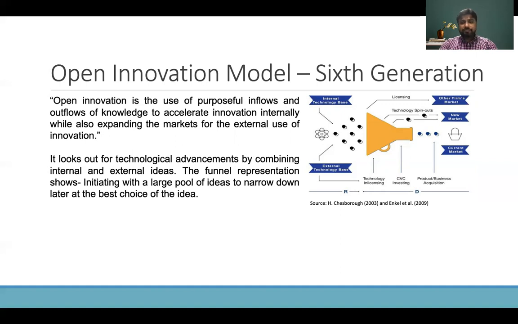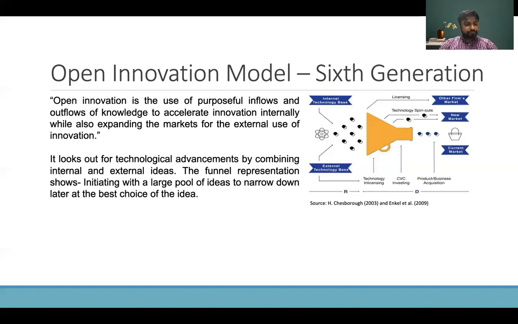That model was developed by a well-known researcher, Chesbrough, and he explained that open innovation is the use of purposive inflows and outflows of knowledge to accelerate innovation internally while also expanding the market for the external use of innovation. The open innovation model looks at how a combination of two concepts can lead to technological advancement. Besides, the model presents less risk when innovating.